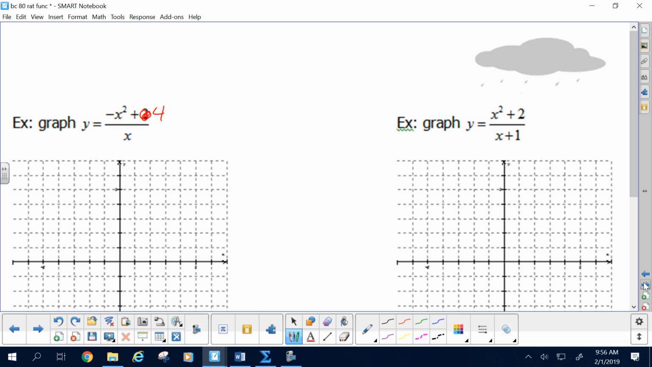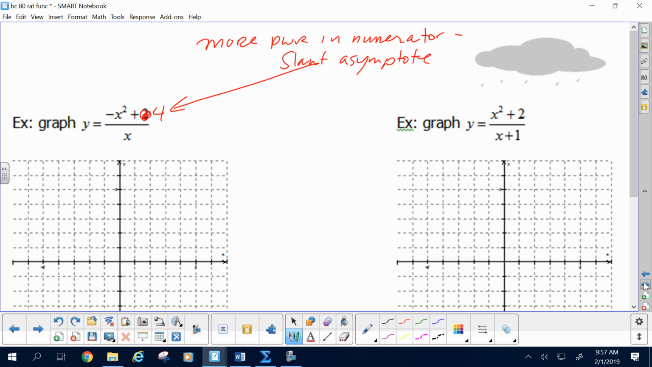All right, I'm not sure if this is new for any of you. People from Miss Pennon, have you heard of slant or oblique asymptote? Okie dokie. This will be new. Here we go. If you have more power in the numerator you will follow a slant asymptote. This will follow a slant asymptote. This will follow a slant asymptote.